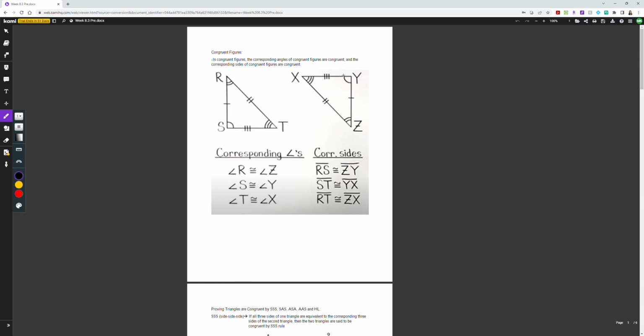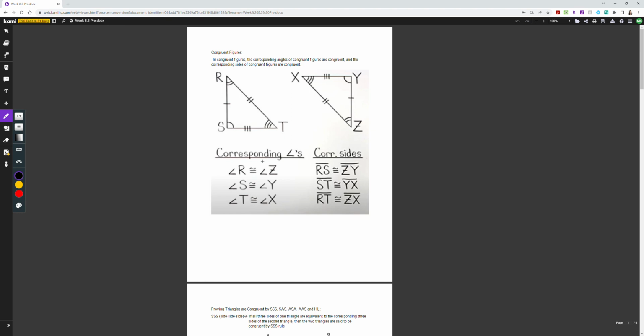Let's look at this example. We have triangle RST and triangle XYZ. See how it's rotated? They don't have to be in the same orientation. They just need to have the same angles and the same sides for them to be congruent.